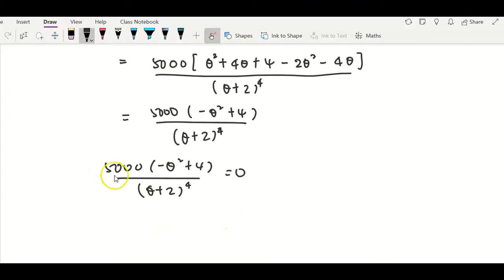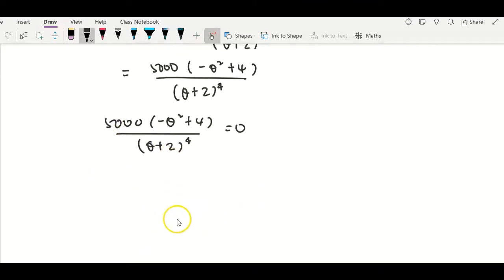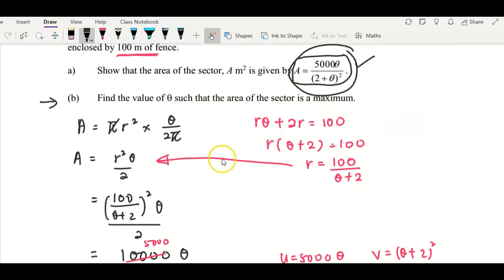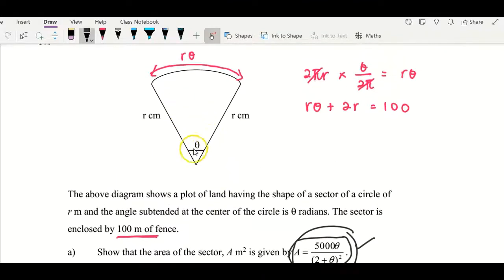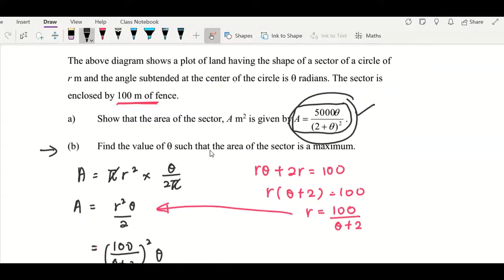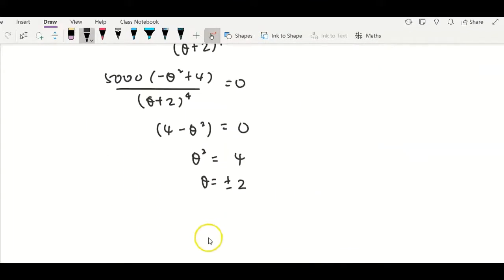And both sides multiplied by (theta plus 2) to the power of 4, you will have this. And divided by 5,000, you get 4 minus theta squared equals to 0 finally. Then we solve for theta squared equals to 4, theta equals to positive or negative 2. Again, theta is representing the angle subtended at the center of the sector over here. So theta couldn't be a negative value. Alright, so we just choose theta equals to 2 radian.